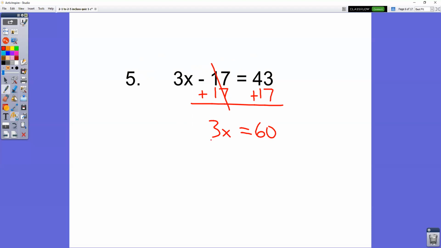Now it's just a one-step equation that says 3 times x. The opposite of times is to divide. So you want to divide by 3 and divide by 3. Again, always do top divided by bottom. 60 divided by 3 gives you 20.